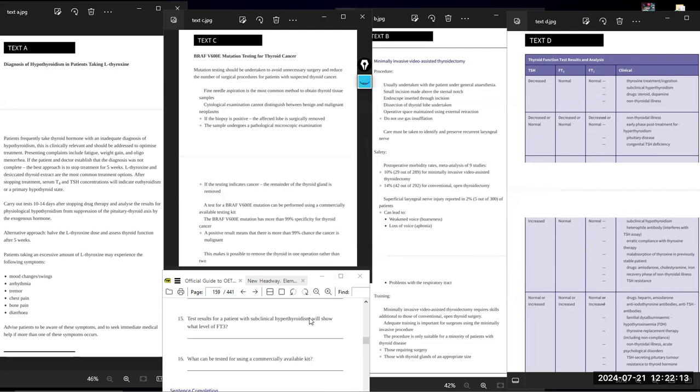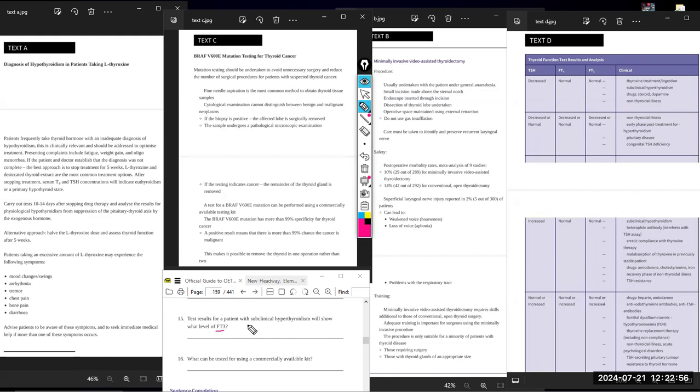Let me just scroll down. Okay, now the next question is saying test results of a patient with subclinical hyperthyroidism will show what level of FT3? The answer is normal.